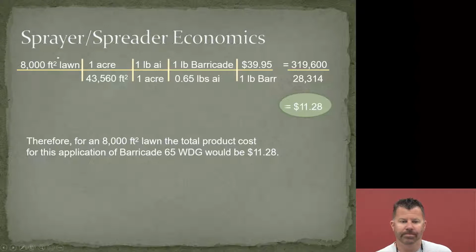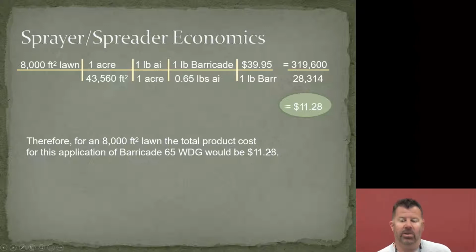We have the 8,000 square foot lawn. We have the 1 acre, which is 43,560 square feet. So look, we can automatically cross out the square feet. We have 1 pound active ingredient per acre. The acres cancel out. 1 pound of Barricade contains 0.65 pounds active ingredient. So pounds of active ingredient cancel out. And then we have $39.95 per the pound of Barricade. Well, the actual bag. Well, this is going to cancel out, guys. And when you multiply this all the way across and divide it, I've done the math, this works out. So it's going to cost us $11.28. Therefore, the 8,000 square foot lawn total product cost for this application of Barricade would be $11.28.